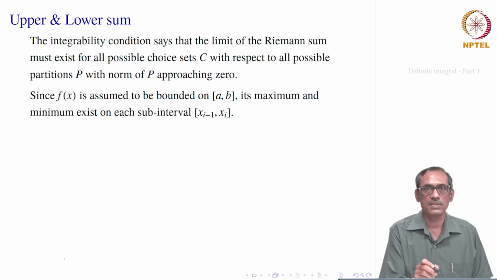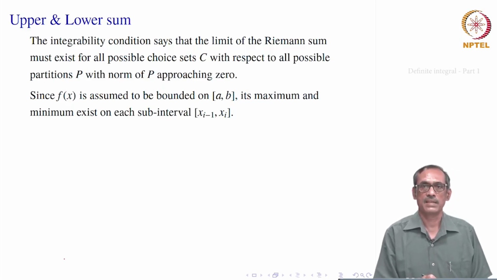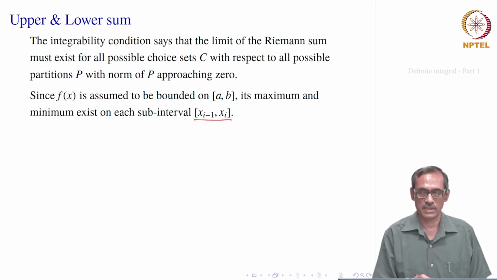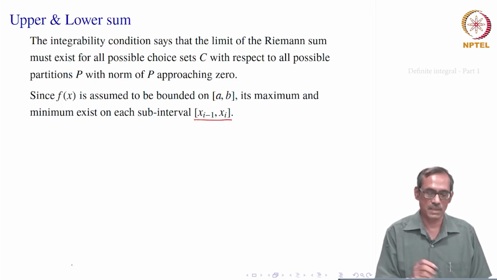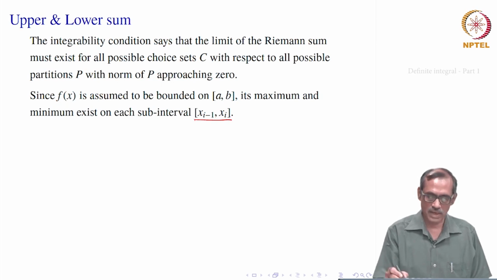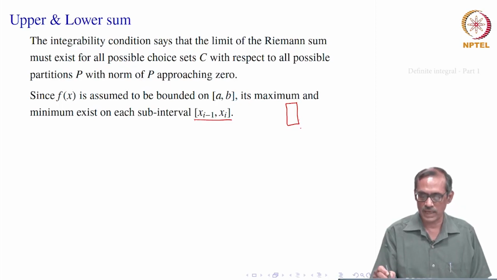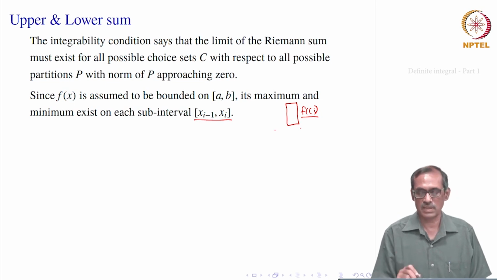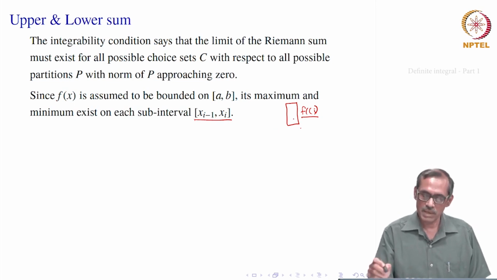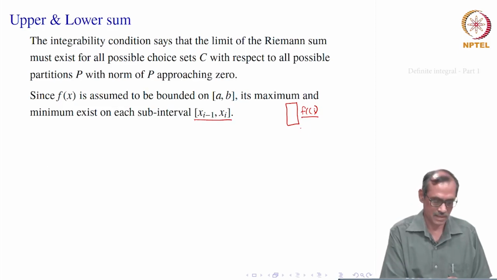Now, our f of x was assumed to be bounded, therefore, in each of the sub intervals, f of x is again bounded. So, it has a maximum, it has a minimum. Now, whatever area you choose in this sub interval, x I minus 1 to x I times f at c I, that will be in between the maximum of f of c I times x I minus 1 and the minimum of f of c I times x I minus 1, right.